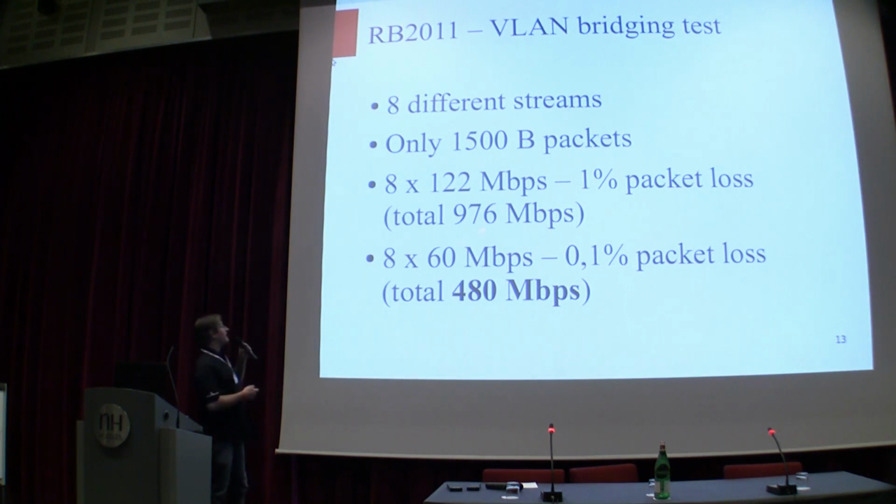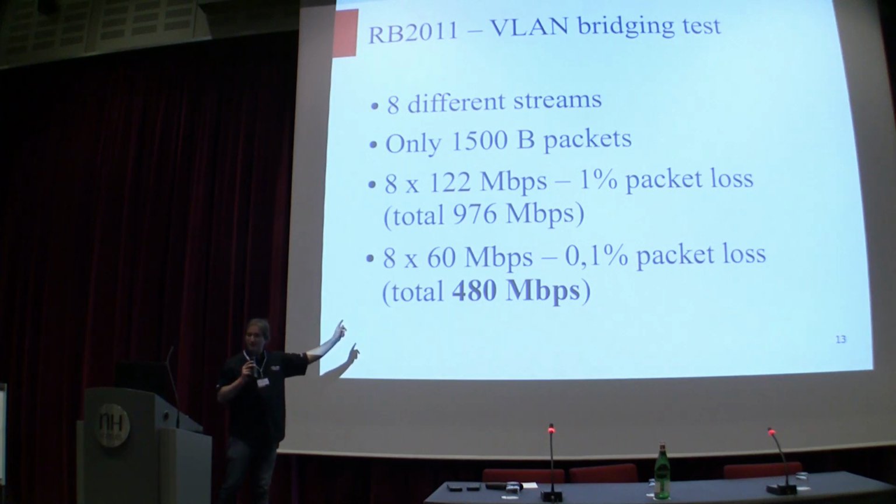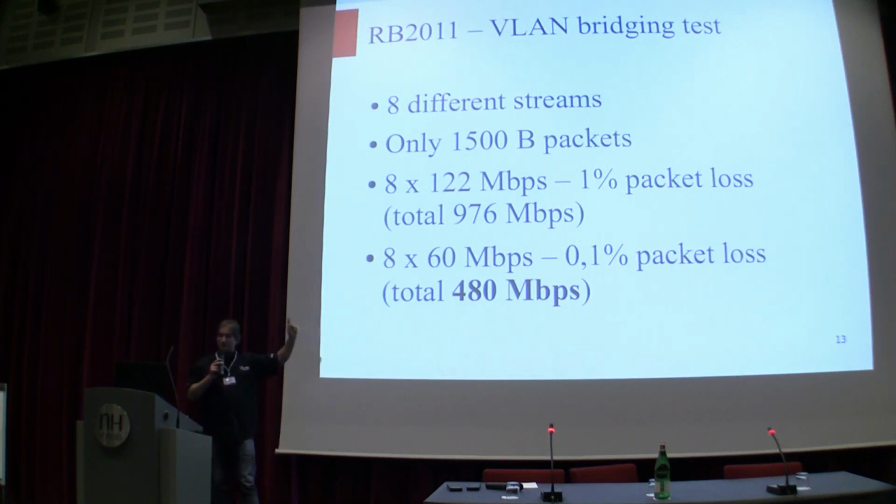If I had 8 streams with 122 megabits per second, so each Ethernet port had 244 megabits per second on upstream and downstream, I had over 1% of packet loss, so it's not so good. And the CPU was almost 100%.